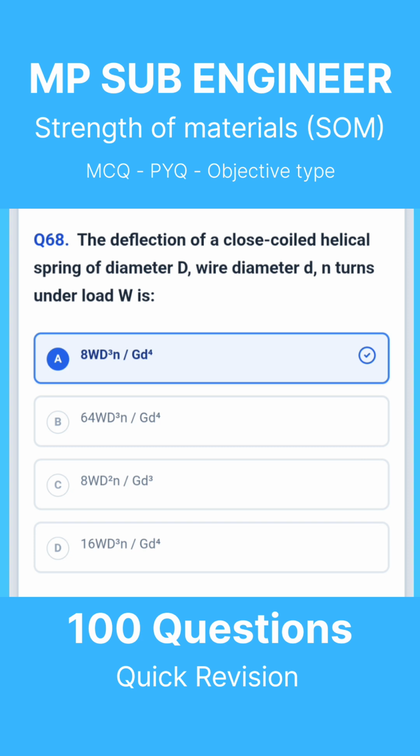Question 68. The deflection of a close-coiled helical spring of mean coil diameter D, wire diameter d, n turns under load W is. The correct answer is 8WD³n divided by Gd⁴.